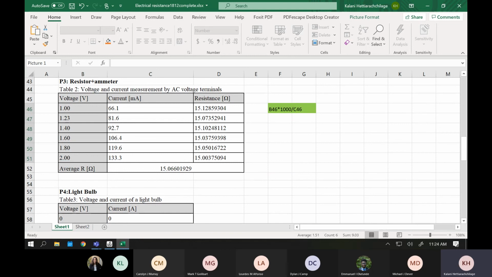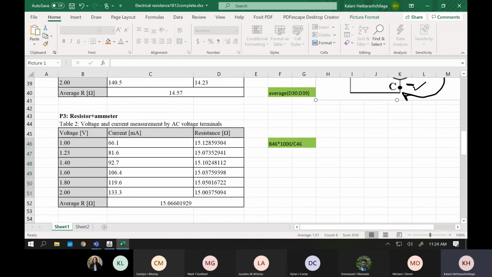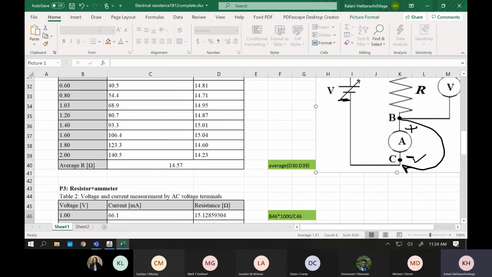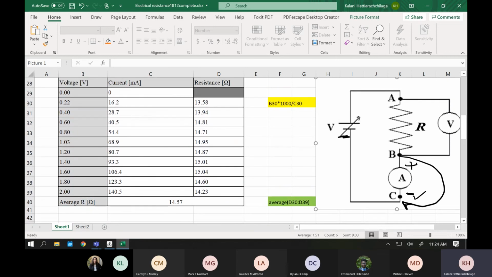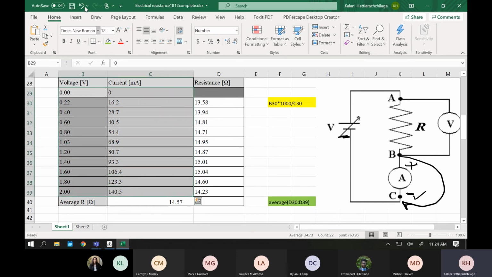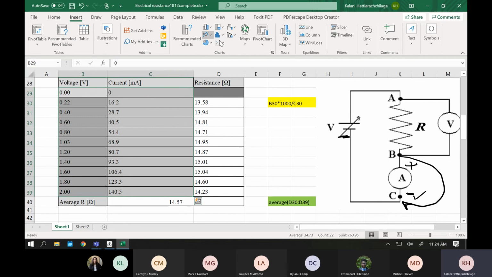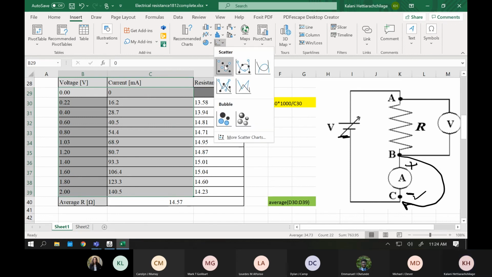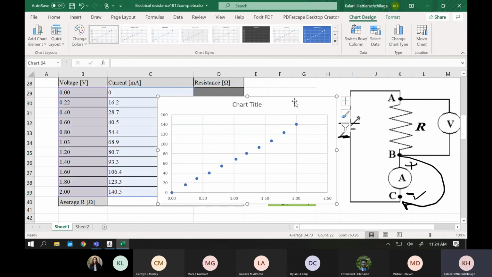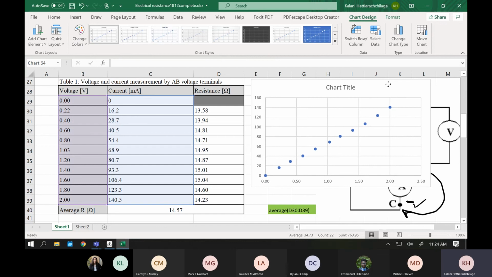Then W4 is asking you to plot V as a function of I on P2 and P4. So P2 and P4 only. You're going to select these 2 columns, then insert, plot chart, and insert it. You normally see the linear plot in there. So that's what Ohm's law is, right? Then you can label those.